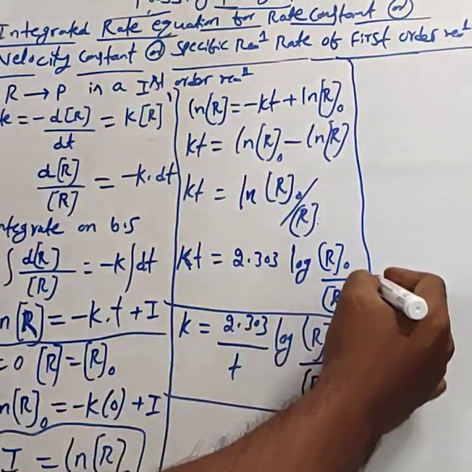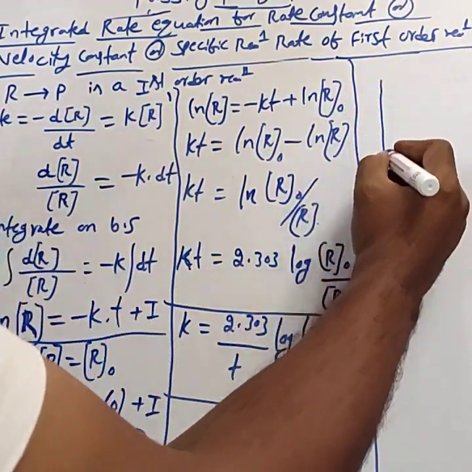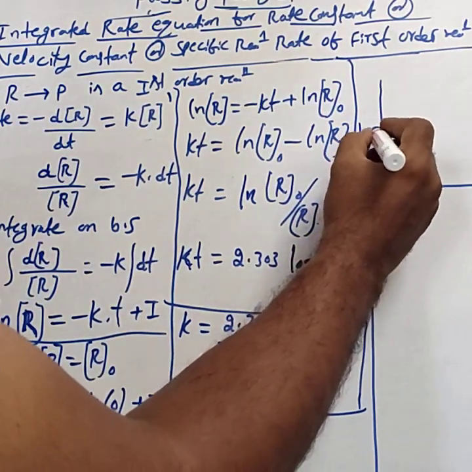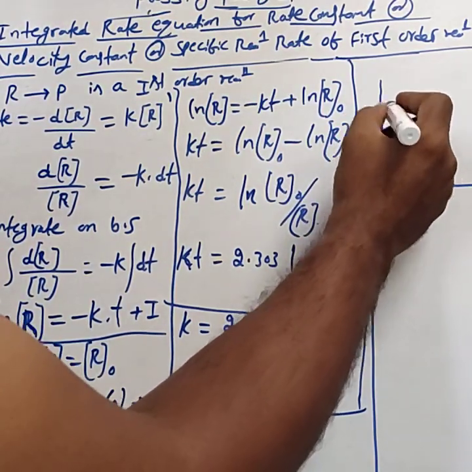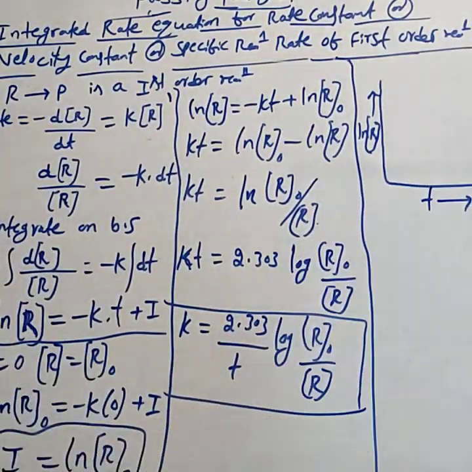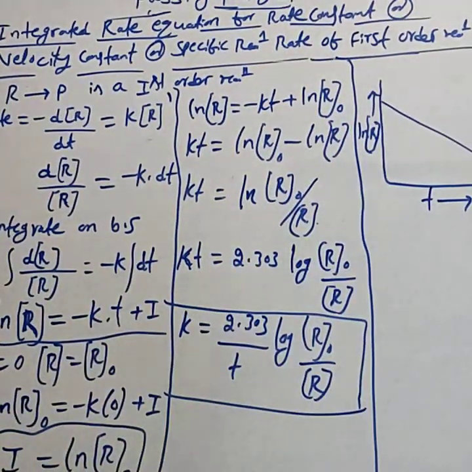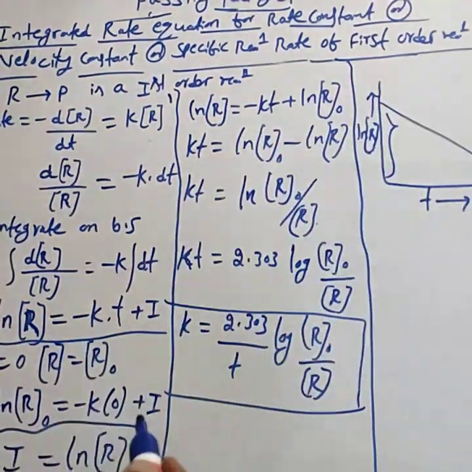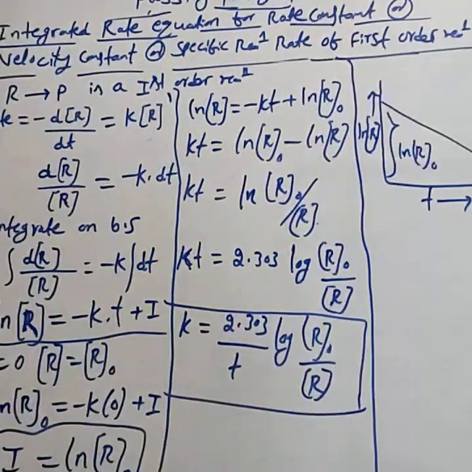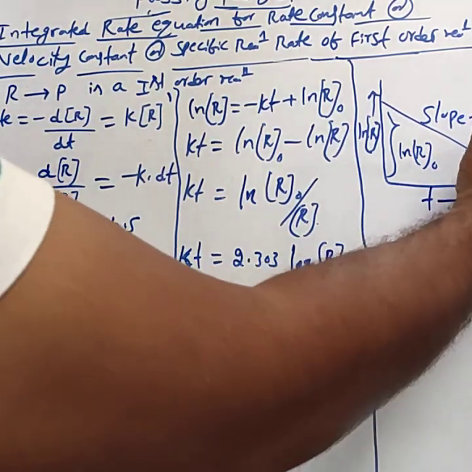And finally, you write the graphs also. In this graph, you consider ln R concentration versus time. From the same graph, you get the intercept value, that intercept value is ln R naught, and if you calculate the slope, you get minus k.